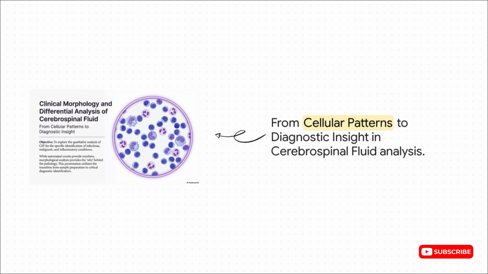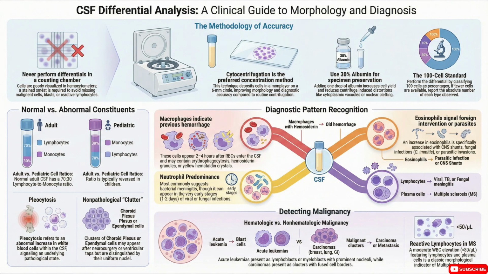It's one thing for an automated counter to give you a number, but it's the morphology, the story the cells are telling, that really reveals why something is happening. So we're going to cover the whole process, from getting the sample ready all the way to making that critical diagnosis. So here's our game plan for today.